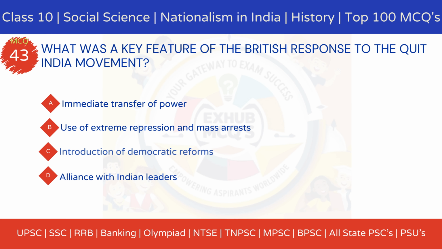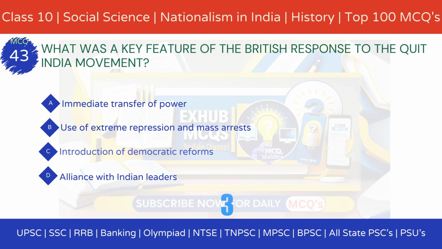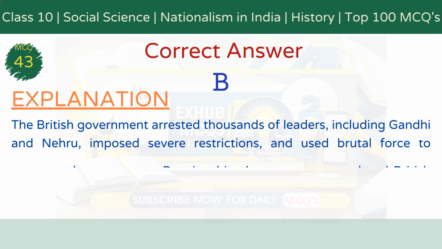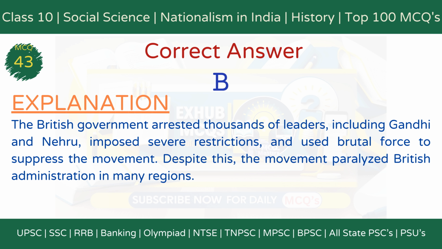MCQ 43. What was a key feature of the British response to the Quit India movement? Option A. Immediate transfer of power. Option B. Use of extreme repression and mass arrests. Option C. Introduction of democratic reforms. Option D. Alliance with Indian leaders. The correct answer is option B. Use of extreme repression and mass arrests. Explanation. The British government arrested thousands of leaders, including Gandhi and Nehru, imposed severe restrictions, and used brutal force to suppress the movement. Despite this, the movement paralyzed British administration in many regions.